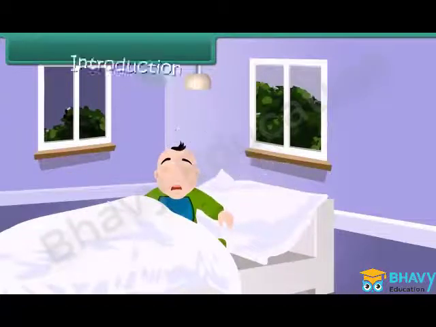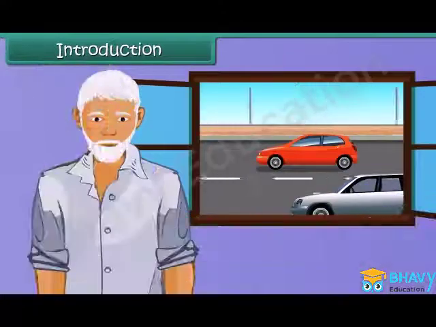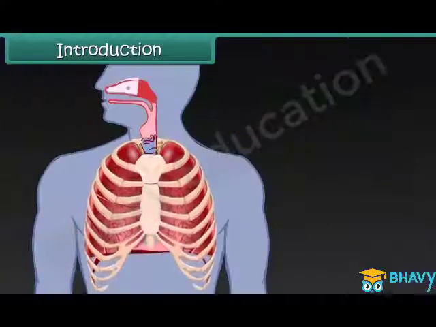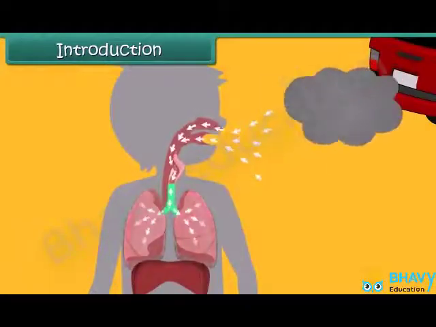Introduction. The little girl is crying. She is finding it difficult to breathe. See this old man. He lives in the busy area of a city. He is suffering from lung disease. Air pollution is the root cause of their sickness.